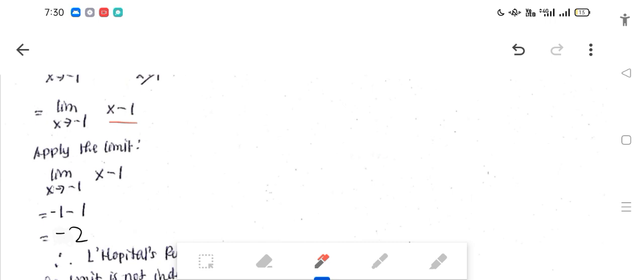In using L'Hopital's rule, we have to remember that the first step is to evaluate the limit, and we have already evaluated the limit in this example, and the result was not indeterminate because we have here the value of negative 2. Therefore, we don't need to continue applying L'Hopital's rule, which is finding the derivative of the function, because we already have the limit, which is equal to negative 2. So that's it for this example.